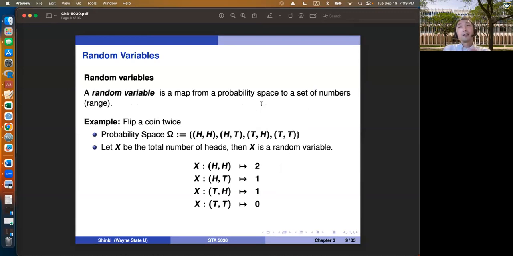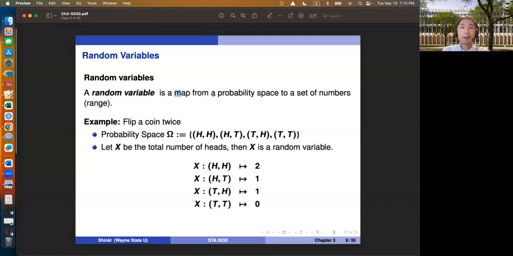Okay, next we start the random variables, and we have some basics. First, mathematically speaking, a random variable is a map from a probability space to a set of numbers. The map is a generalized version of a function. A function maps a number to a number, but a general map may have a start set or end set that is not a set of numbers, so maybe object to object.